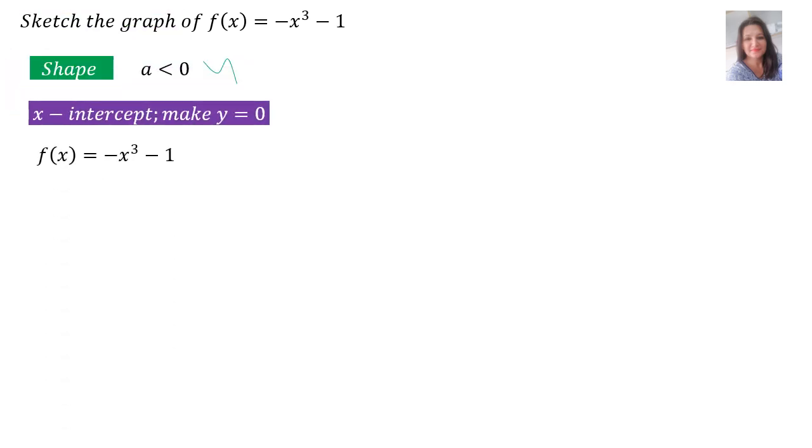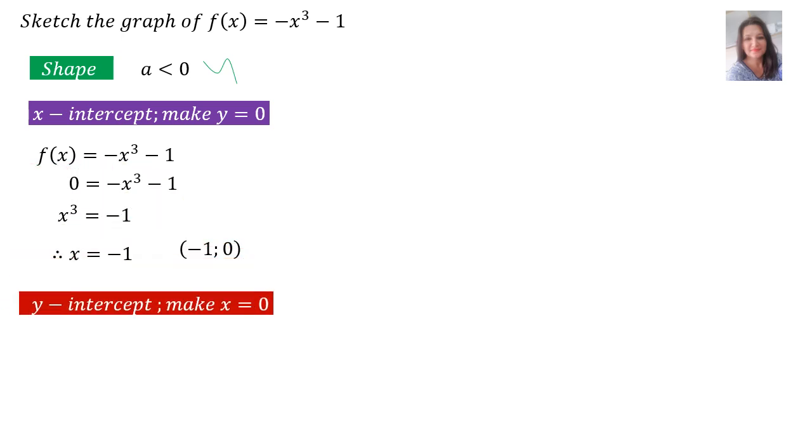X-intercept, make y 0. There's your equation. In y's place I substitute 0, and now I'm going to solve x. So what I will do, the minus x cubed will walk across and it becomes positive x cubed is equal to negative 1. And then you will take the cube root, and then x is equal to minus 1. So the coordinate there for your x-intercept is minus 1 and 0. Y-intercept, make x 0. In x's place, you substitute 0 and you end with the point 0 and negative 1.